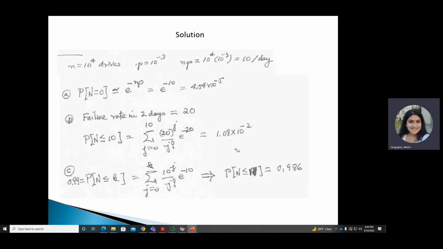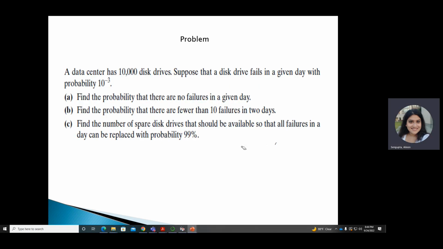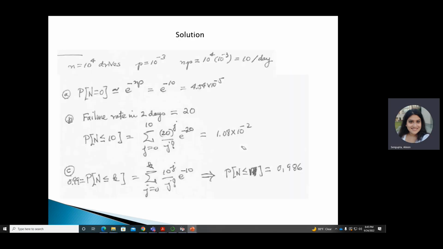So this problem is what we had taken up in the class. Somebody asked, what about the failure rate in 2 days? Can I add the failure rate for 1 day plus the failure rate for the other day? No, if you do the math correctly, it's 20 raised to the power of j, and then we have 20 in the exponential as well. I actually worked out the math. This one is a much greater value than if you consider each day.